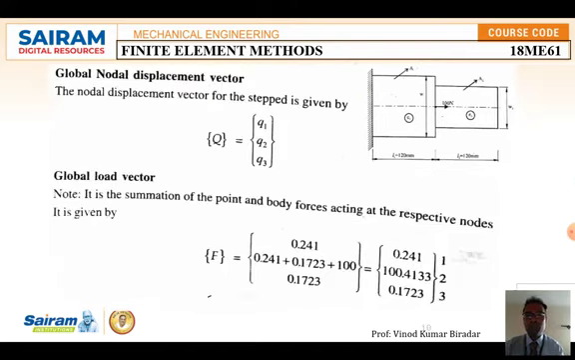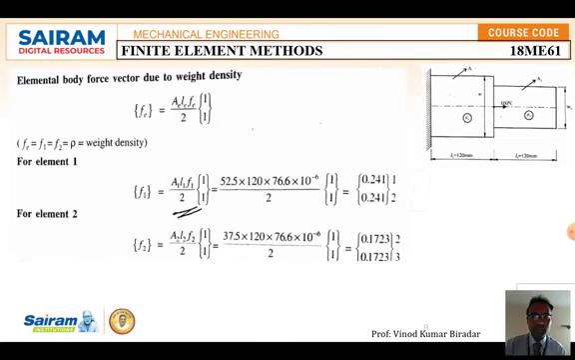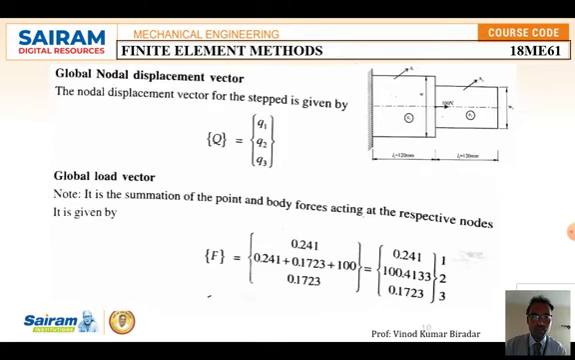Then go for step number 4. You also have to calculate the nodal displacement vector. Since there are 3 nodes, you have Q1, Q2, Q3; these are the nodal displacements. The force value is the summation of the point and body forces acting at the respective node. Here there are force 1, force 2, force 3. You already calculated force 1 and force 2, and here the point load is also acting. So F1 is equal to 0.241, you substitute here, and F2 is equal to 0.241 plus F1 plus F2 plus F3. This 100 Newton also you have to consider here. So F1 is 0.